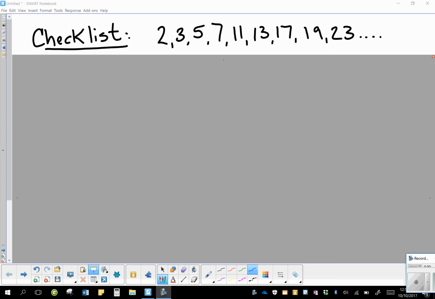Hi, boys and girls. Today we're going to find the prime factorization of a set of numbers using subsequent division, or in elementary school you called it monkey division.